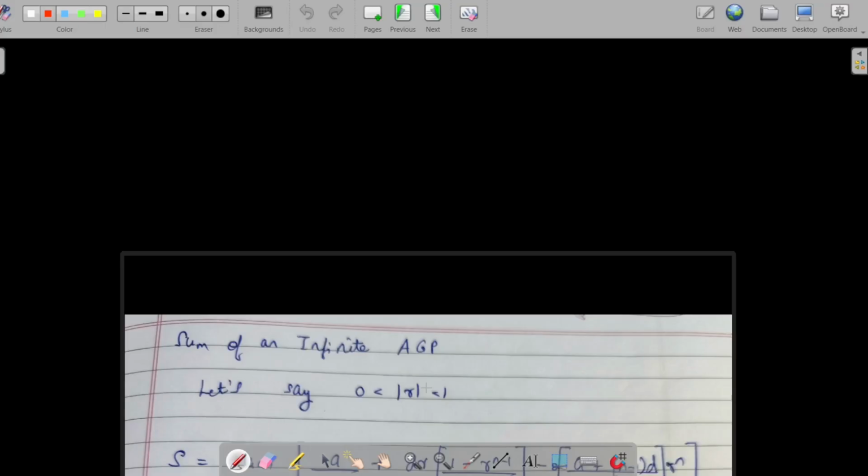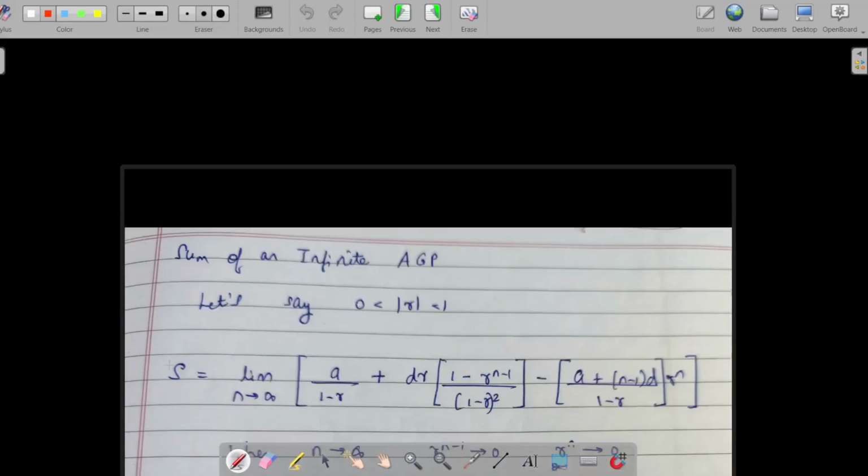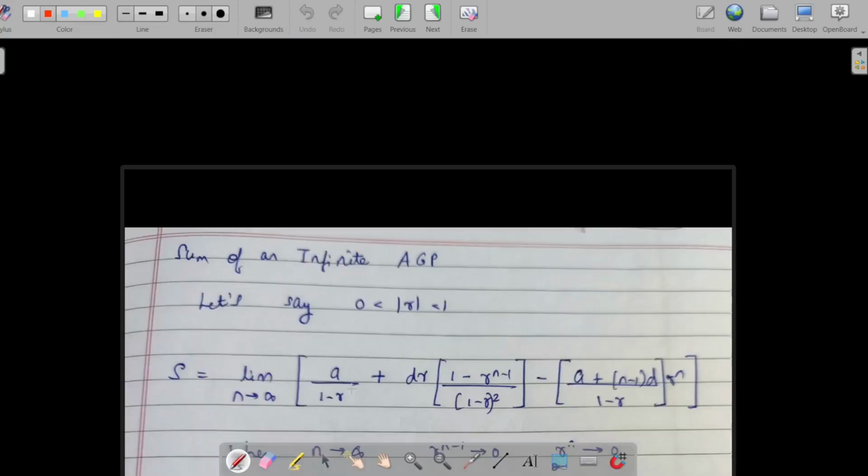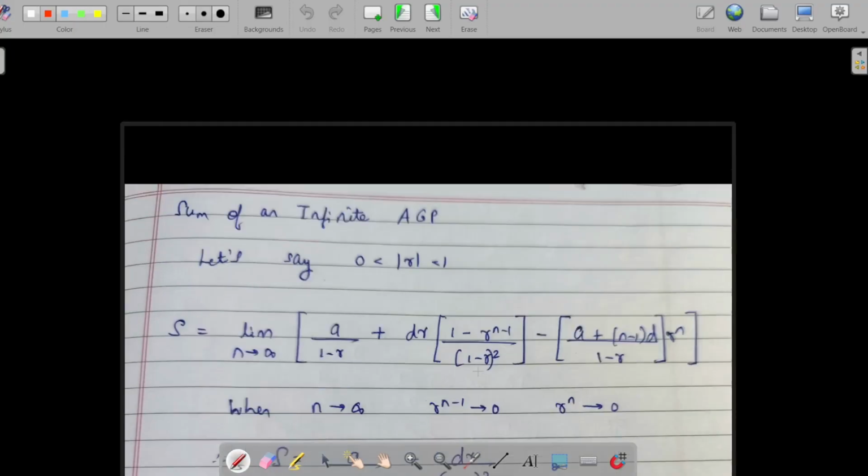Now, in the special case where the mod of r is less than 1 and greater than 0, basically when you have an infinite AGP, similar to how you have an infinite GP, we have already calculated the sum here, so just substitute limit n tends to infinity. And remember the mod of r is between 0 and 1. So what you get is S equals limit n tends to infinity of this whole term. Now, this will remain as it is when n tends to infinity, because mod of r is between 0 and 1. This term will tend to 0. Similarly, this term will tend to 0.